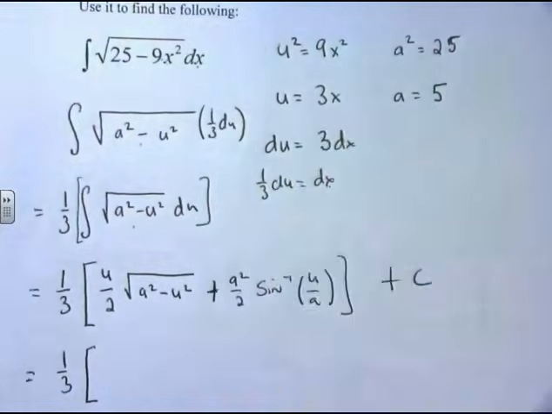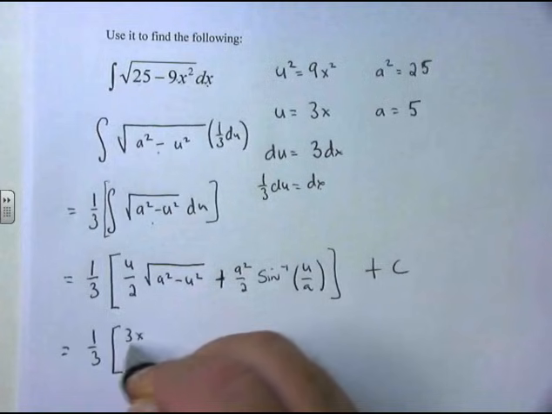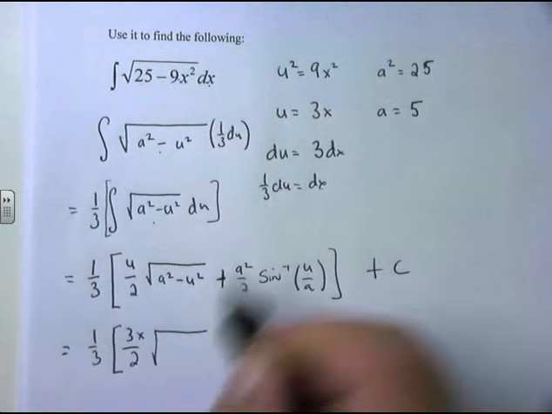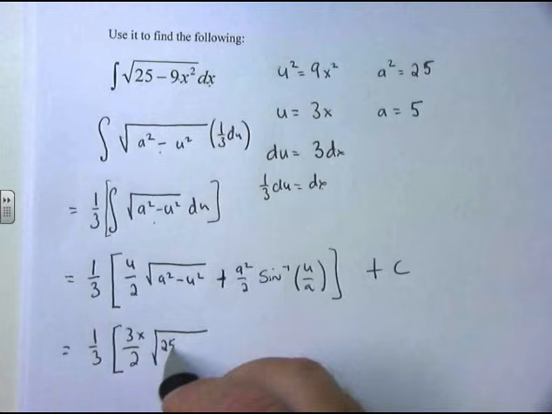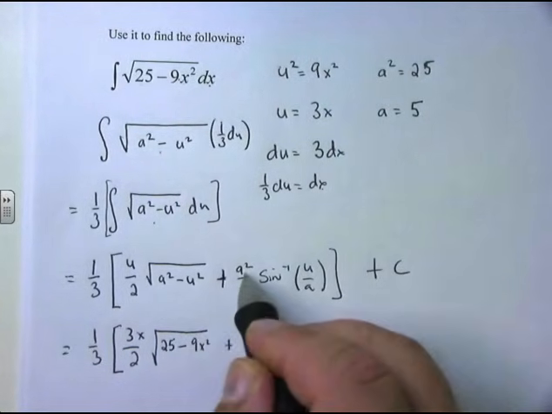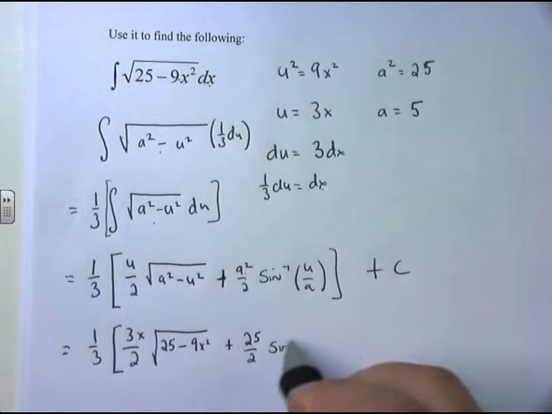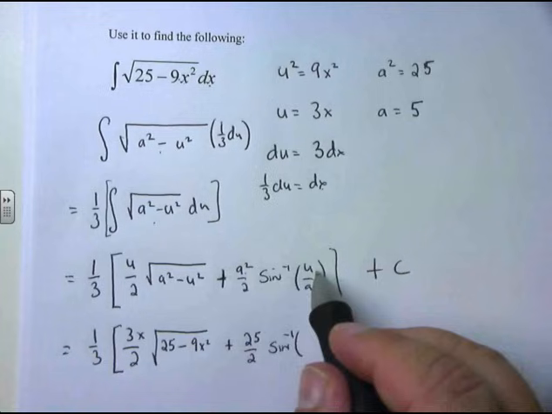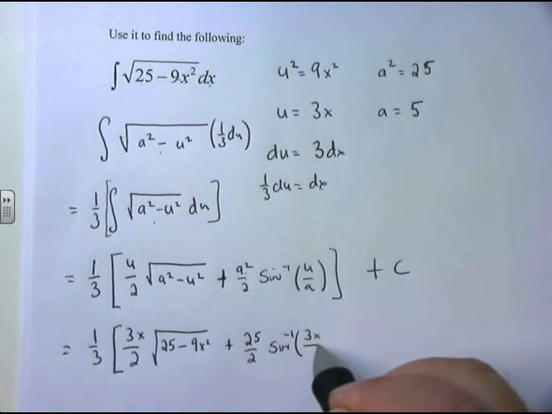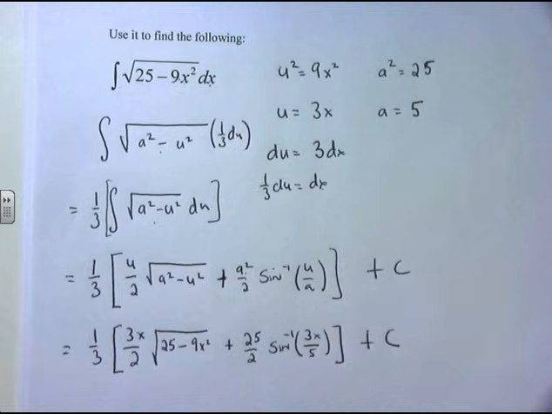What was u equal to? U was equal to 3x. So replacing u with 3x, I get 3x over 2 times the square root of a squared gets replaced back with 25. U squared is 9x squared, plus a squared is 25 over 2 times the sine inverse of u, which is 3x, over a, which is 5, close bracket, plus c.